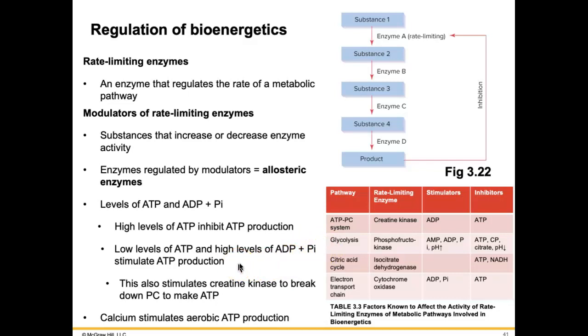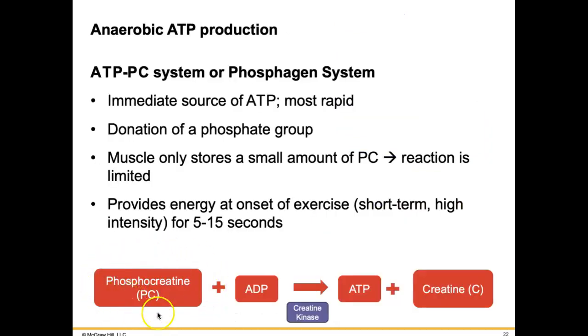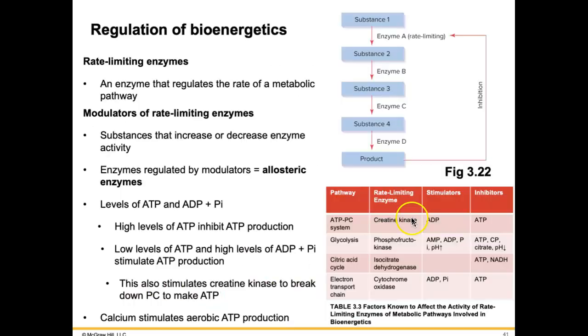One of the more simple examples of this is the ATP-PC system. Remember, this was our phosphagen system where we utilized our phosphocreatine molecule. So I'm going to bring you back to this over here. Our phosphocreatine molecule was added to ADP. We broke off that phosphate and gave it to ATP. So whenever we have a lot of ADP present, this reaction is going to take place for us to make more ATP.